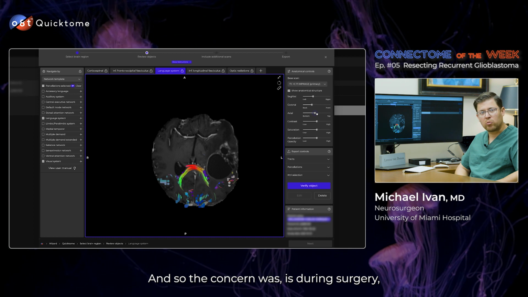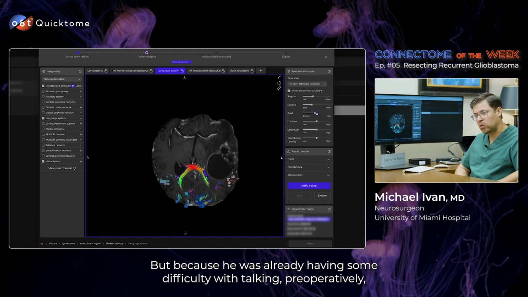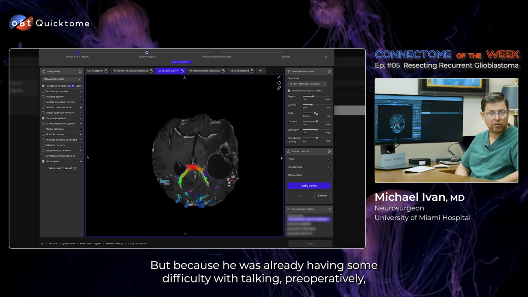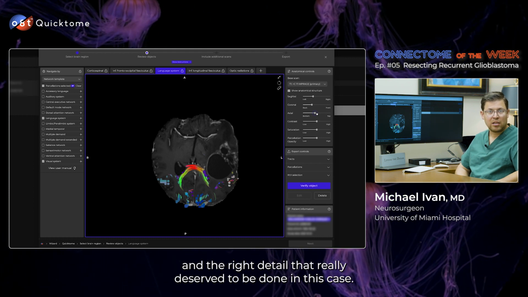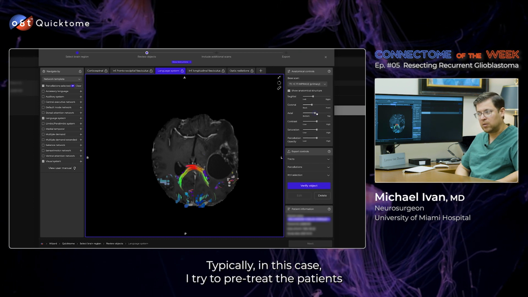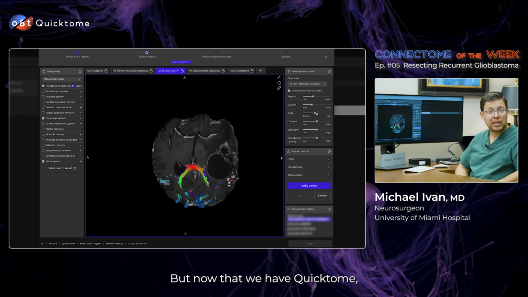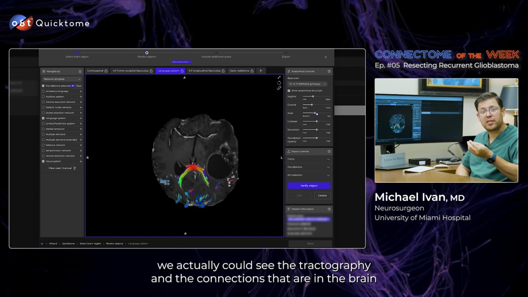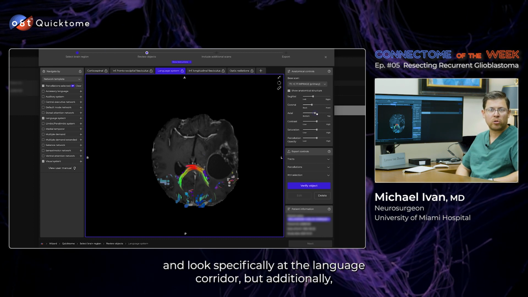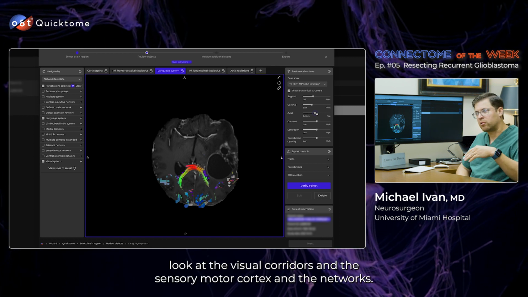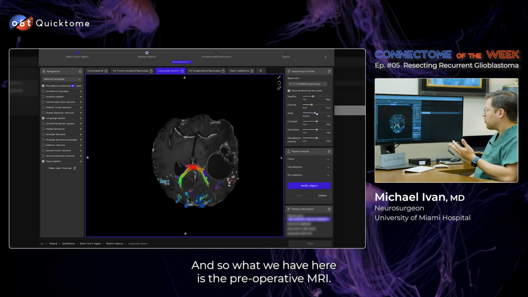And so the concern was during surgery, we would obviously do this case awake and map out his speech function, but because he was already having some difficulty with talking preoperatively, we weren't sure if we were going to be able to map it out to the right extent and the right detail that really deserved to be done in this case. Typically in this case, I try to pretreat the patients with Decadron and mannitol, really optimize the brain swelling. But now that we have Quicktome, we actually could see the tractography and the connections that are in the brain and look specifically at the language corridor, but additionally look at the visual corridors and the sensory motor cortex and the networks. And so what we have here is the preoperative MRI.